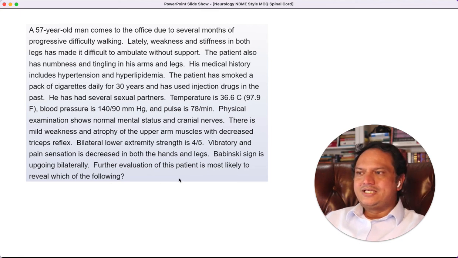Although other things can also give this subacute, several months, combined, meaning both motor and sensory degeneration of the cord. So subacute combined degeneration of the cord, or SCD. B12 is the classic cause, but there are many other things that can cause it. Let's look at the answer.